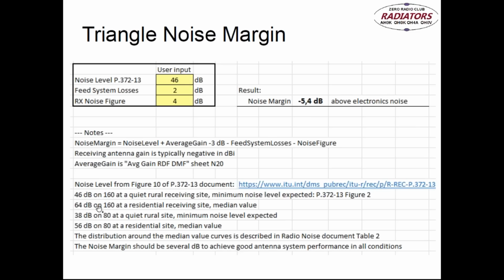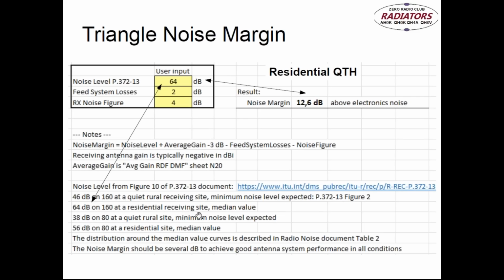But now let's see what comes to the rescue. So 64 decibels at the residential receiving site. This was the rural number, the quiet rural, but now for the residential, we can see that the noise margin is more than 12 decibels. So this kind of antenna can be considered a good top band receiving antenna, and it was only 8 meters in length. And it all comes down to the noise level that we have at residential receiving sites.